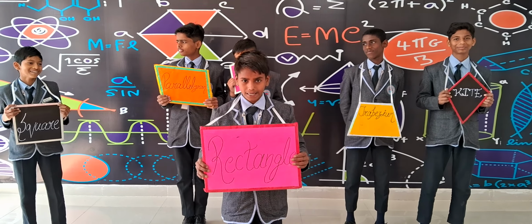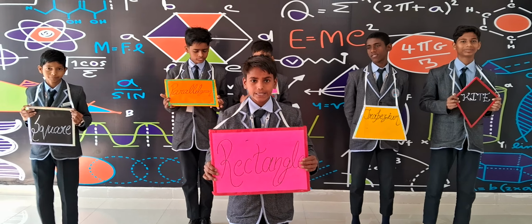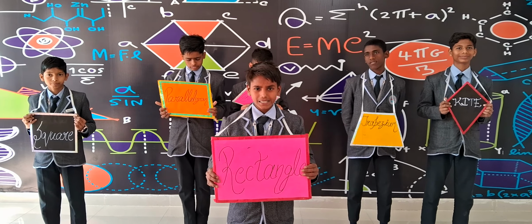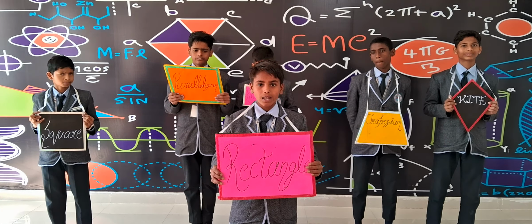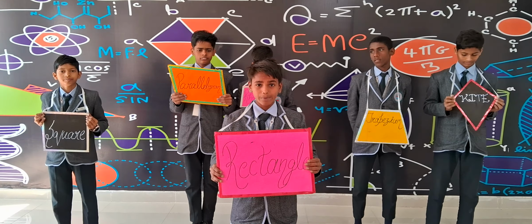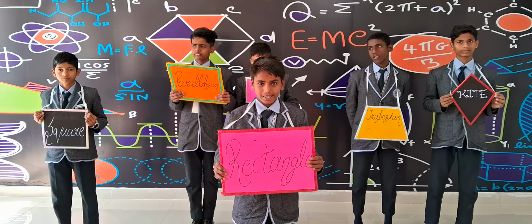I have written the rectangle. I am rectangle. My opposite sides are equal and parallel. Each angle is right angle. My diagonals are equal and bisect each other. My perimeter is 2 into length plus breadth. My area is length plus breadth.